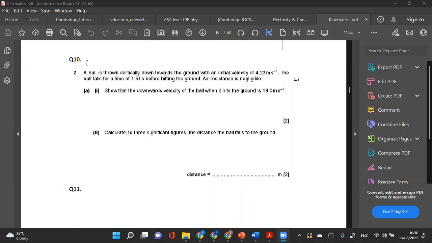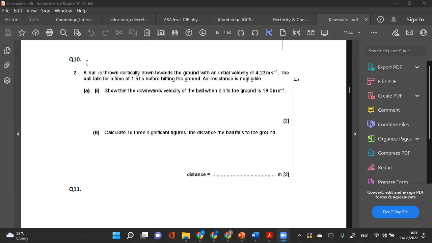Actually, it's not even related to projectile motion. You need to decide from the four kinematic equations which one is applicable over here that will allow you to figure out the final velocity of the ball. Okay, so we know the initial velocity, the time, and the acceleration. It will be ut plus half at squared, but we don't know the distance.